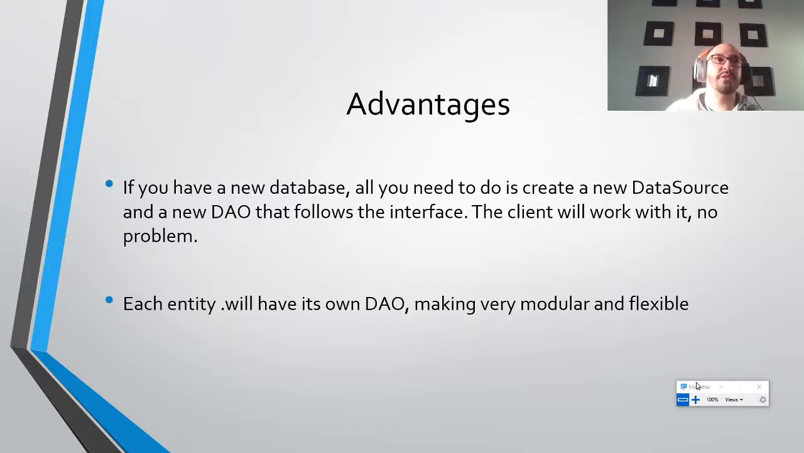So suppose for some reason your system is migrating from MySQL to Postgres, well, all you need to do is to rewrite your implementations, and that should be straightforward. And each entity will have its own data access object, making these very modular and flexible, because that means that if you have, for example, a new entity in your database because your system is expanding and you need to store different data in your database, all you need to do is to create a new class DAO for that particular entity. So in this case, for example, we only have customer, but if you have multiple tables, each one will have its own DAO. So that's very, very modular.